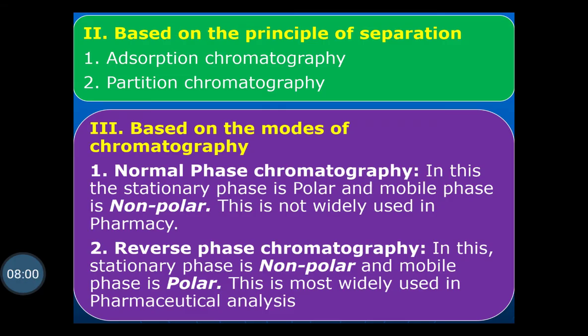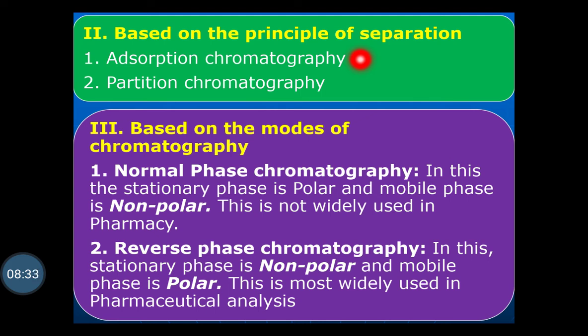Then, based on the principle of separation, there is another type of classification. There are two principles behind chromatography: adsorption chromatography and partition chromatography. In adsorption chromatography, the stationary phase which is used will adsorb the components which are to be separated. So it is called adsorption chromatography.